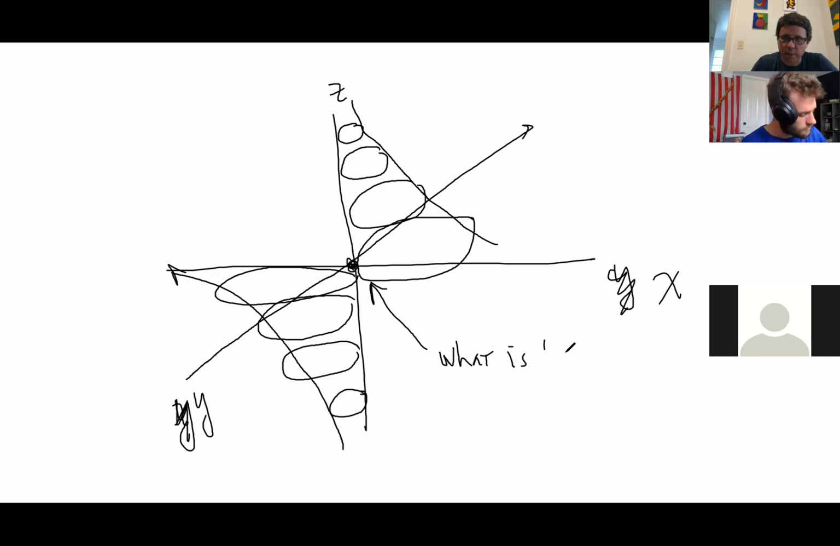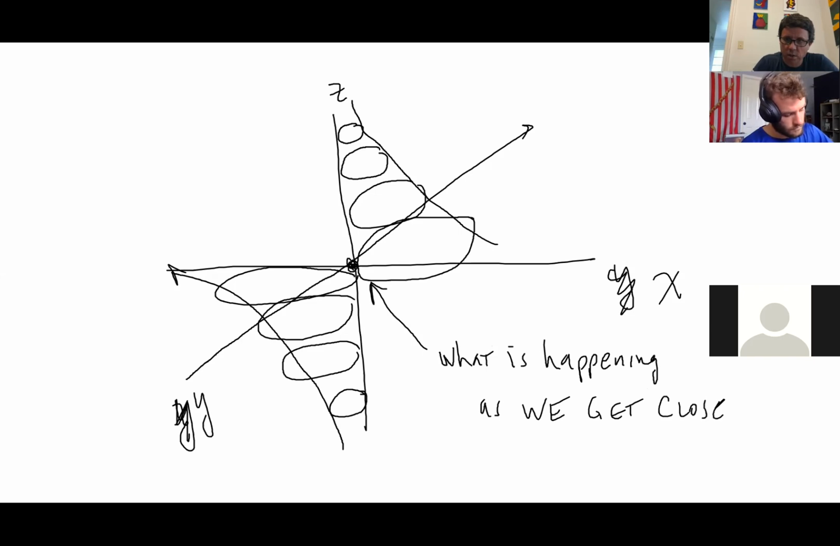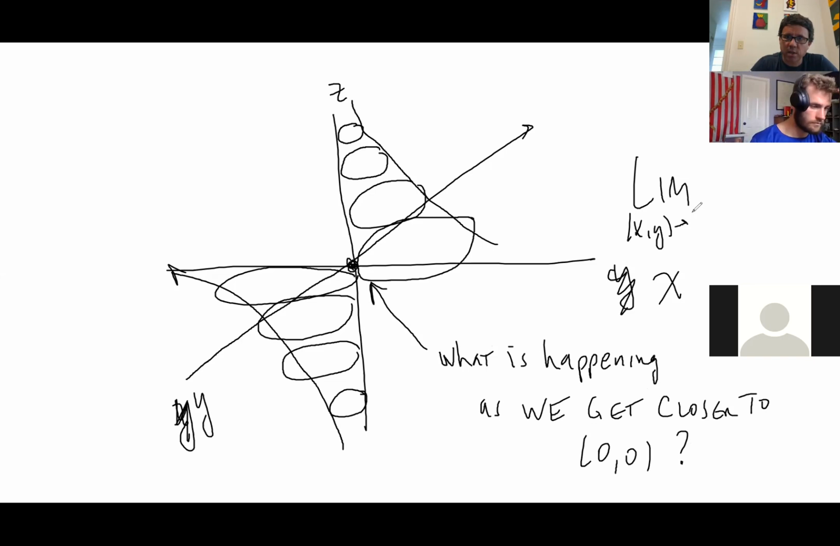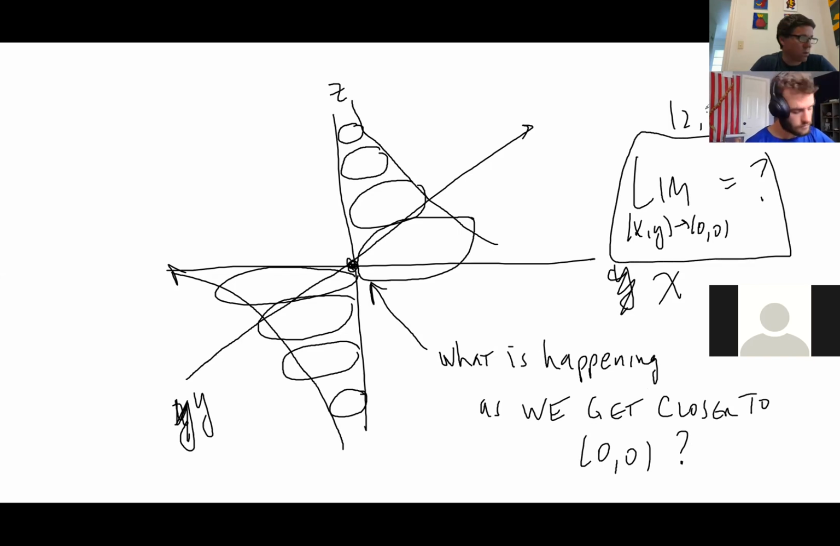What is happening as, man, my handwriting is gone today, as we get closer to 0, 0? So we're going to introduce the idea of a limit as x, y gets closer to 0, 0. It's like a double limit. And that's 12.2. That'll be cool. Tomorrow you can dream about that tonight, I guess.